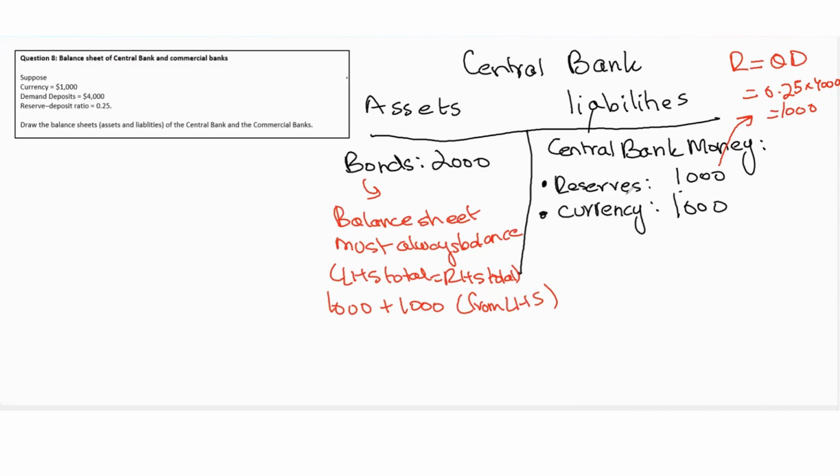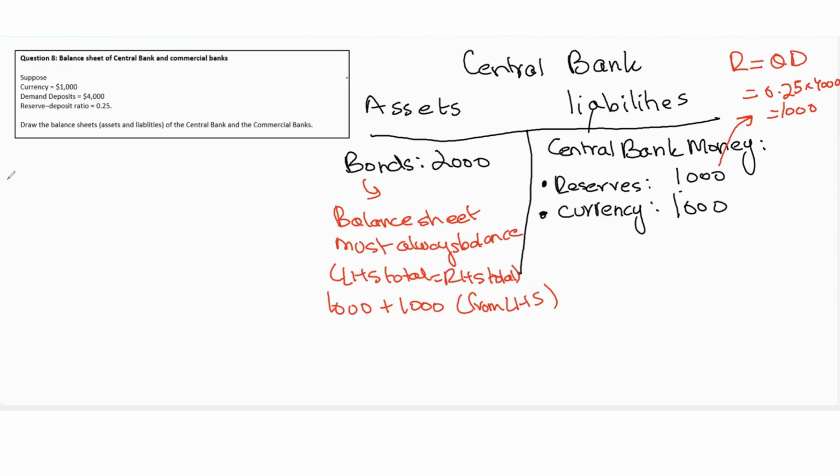We know its liabilities are the money it issues, the central bank money, or what we call the monetary base or high-powered money, which is made up of currency and reserves. Currency we were given directly. Reserves can be found as the reserve deposit ratio times the deposits. And as for the assets, we're not directly told what bonds are, but we can infer them from the fact that the balance sheet must always balance.